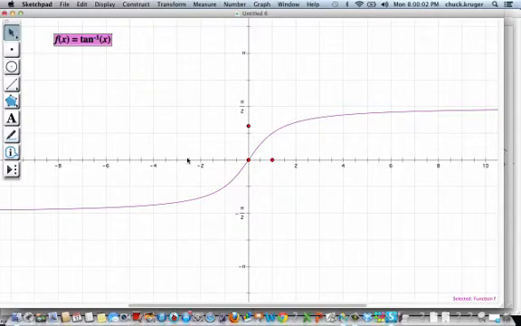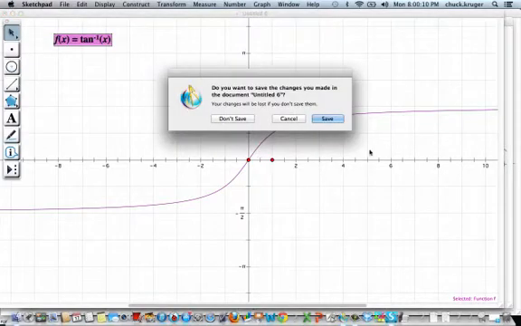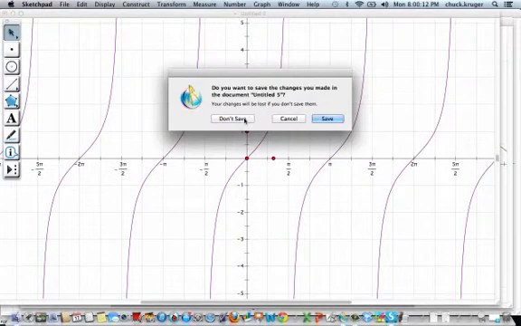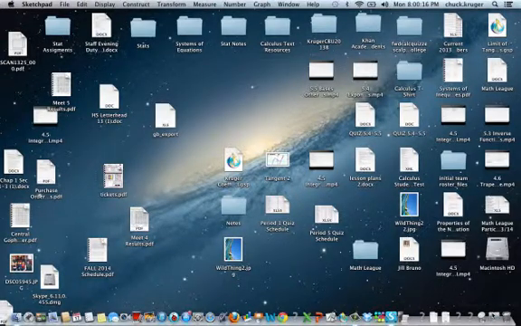All right, I'm going to do a few of the examples about this on this particular video. So I'm going to quit Sketchpad here. And I'm going to get something to draw on. And so here's example 1.